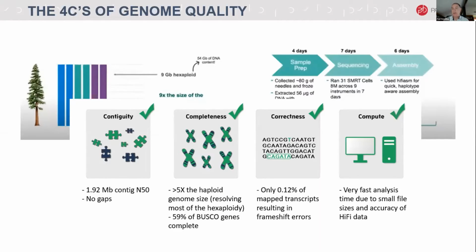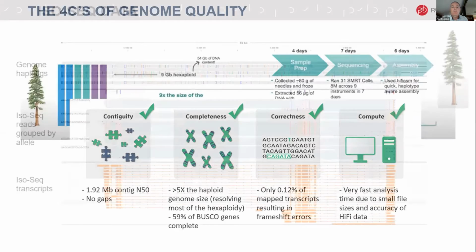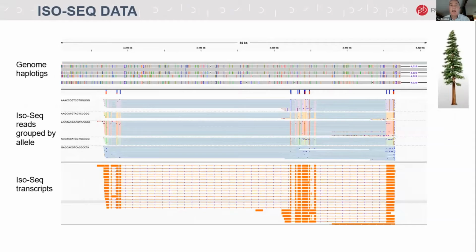And incredibly importantly, I think the compute time was so fast, because these sequences have already been checked, if you like, to make their consensus before you do the assemblies. So really, really fast. They moved on from this and went back to their favorite tree, got some more needles and extracted RNA as well to do this so-called Iso-Seq data.